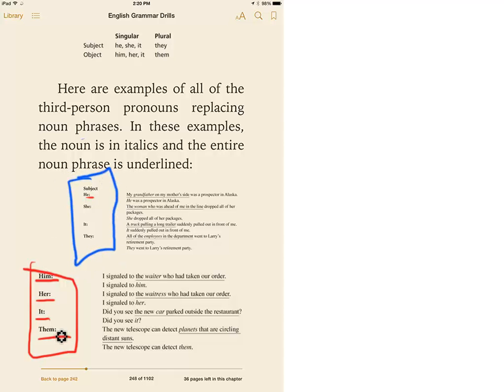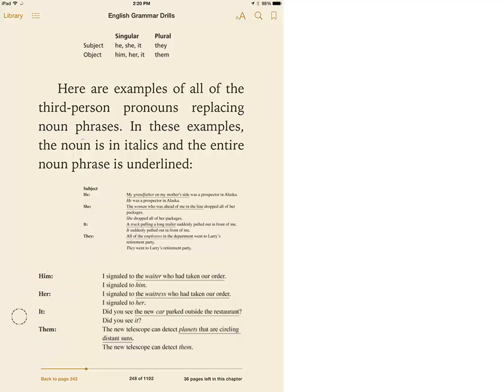All right, so just a couple things about objects first before we move on, because we haven't really covered that. You can see that I is the subject. I signaled. Who did you signal? Boom, the object. The waiter who had taken our order. I signaled him. Okay, so that's the difference between the subject and the object, and you can see the whole noun phrase there, but it works the same way. The object pronoun replaces the whole noun phrase that is being acted on.